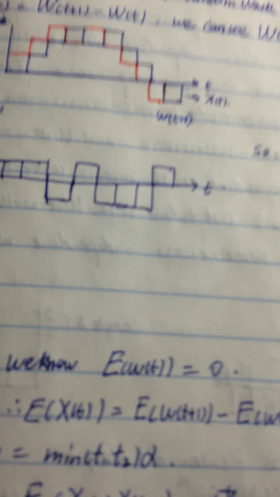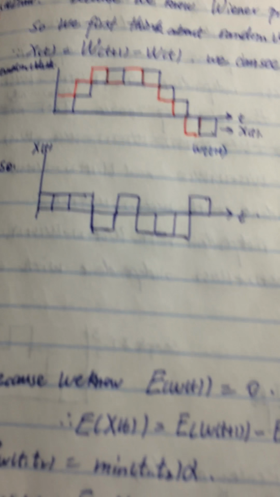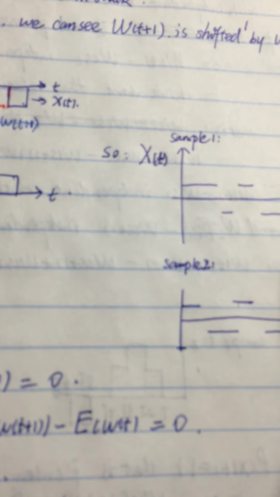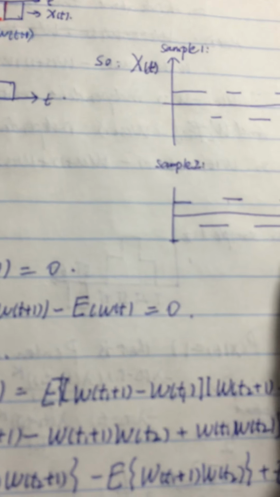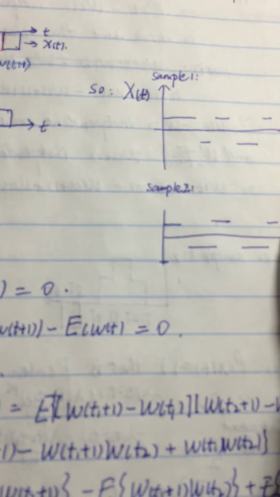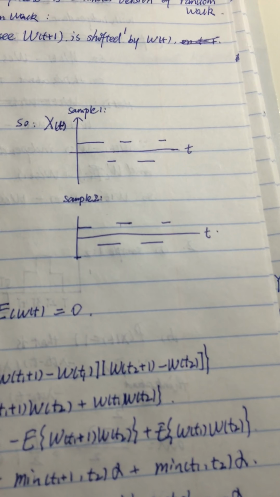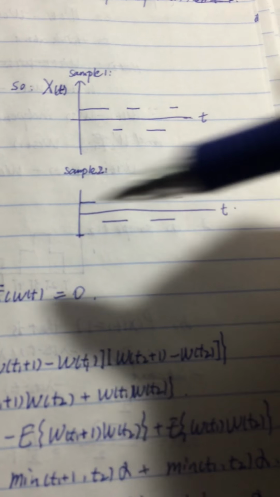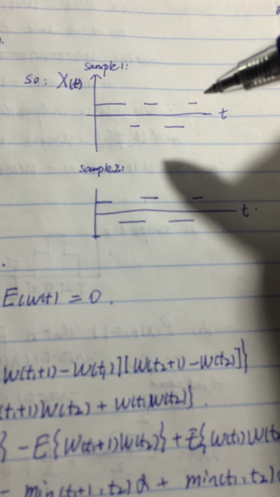It is not the continuous behavior of the Wiener process. The Wiener process is like the continuous version, continuous in time. In a second sample the path will go differently, but all like this, only minus 1 and plus 1. So this is the first question.